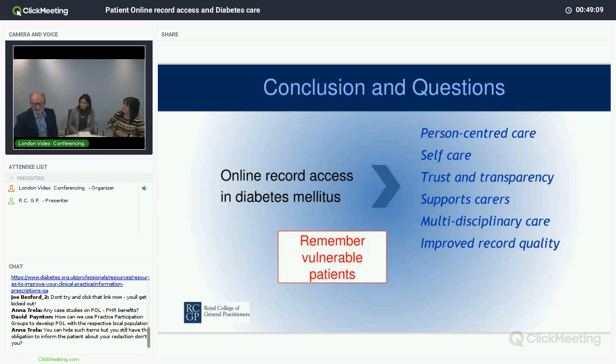Right, another question here. Is there any evidence of people not attending review because they can access their results online? Either of you have experience of that happening? Patients not coming for a diabetic review because they can see their results online. Do they use their second appointment as normal?